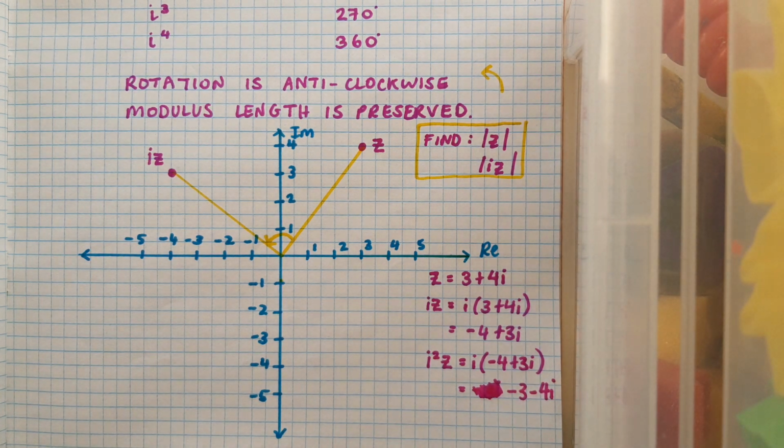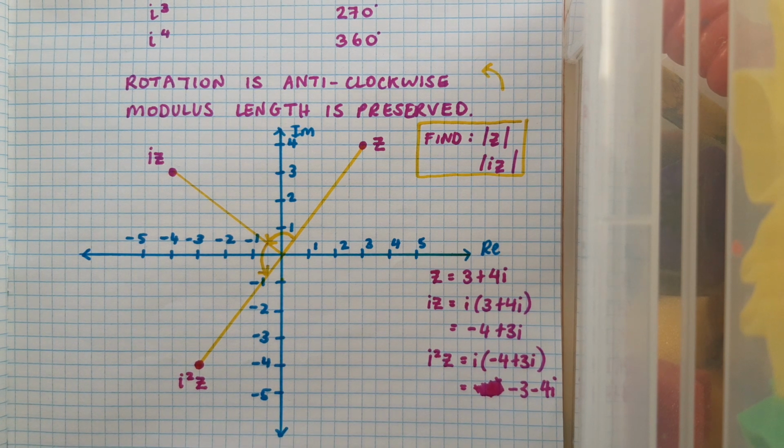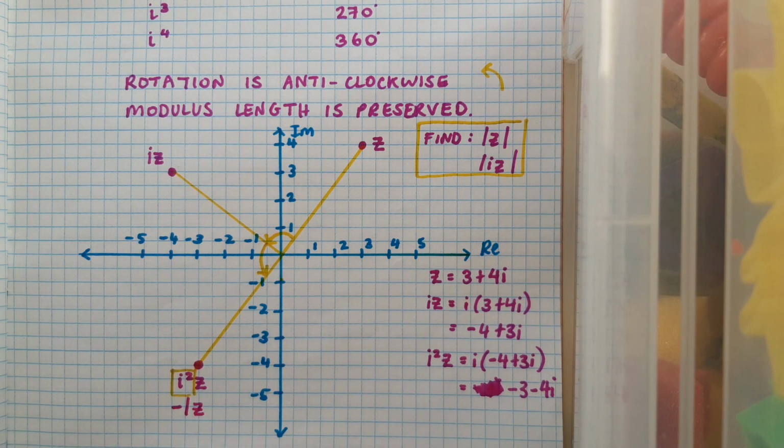I'm going to plot this on the Argand diagram again. On drawing in my modulus, I can again see that 90-degree rotation from my last position. And it's worth pointing out here that i squared, of course, is minus 1. So I can also think of i squared z as being minus 1z.